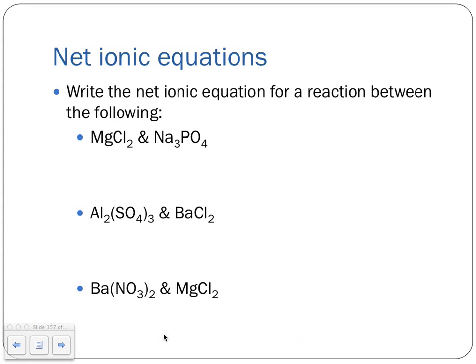So here's our situation. We're going to write the net ionic equations for a reaction between each of the following things here. So we start off here with MgCl2 plus Na3PO4. For this particular reaction, for right now, I'm going to add a plus sign right here. And so let's just write out our general, overall, normal chemical reaction here. We'd recognize that this is a double displacement reaction.